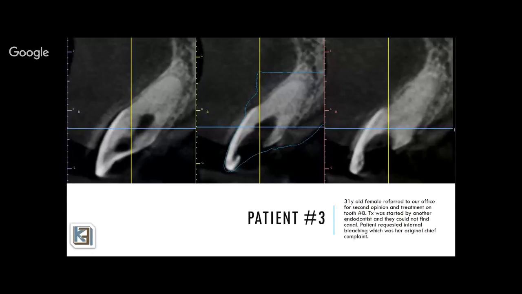Look at the amount of tooth structure that was damaged and lost finding the canal. And believe me, it looks really bad on the CT scan, but clinically it wasn't bad at all. It would be within normal of what we would do going in blindly trying to find the canal. Patient requested internal bleaching, which was her original chief complaint. And of course, at this point, we had to find the canal and perform the endodontic treatment prior to doing the internal bleaching for her.